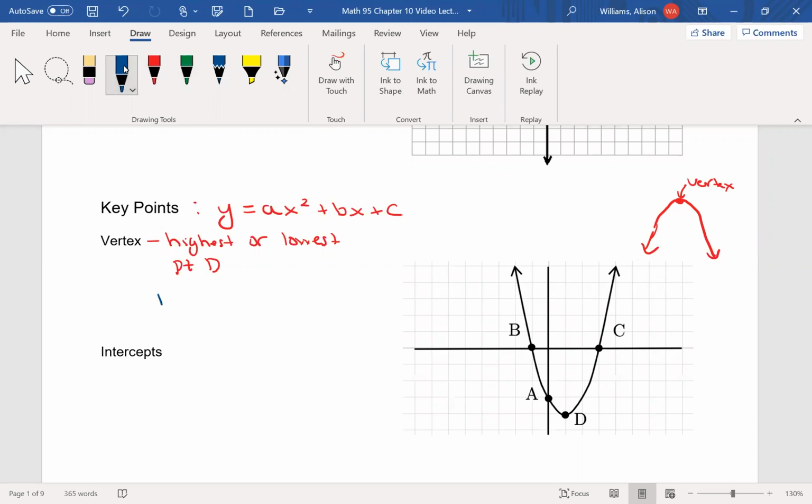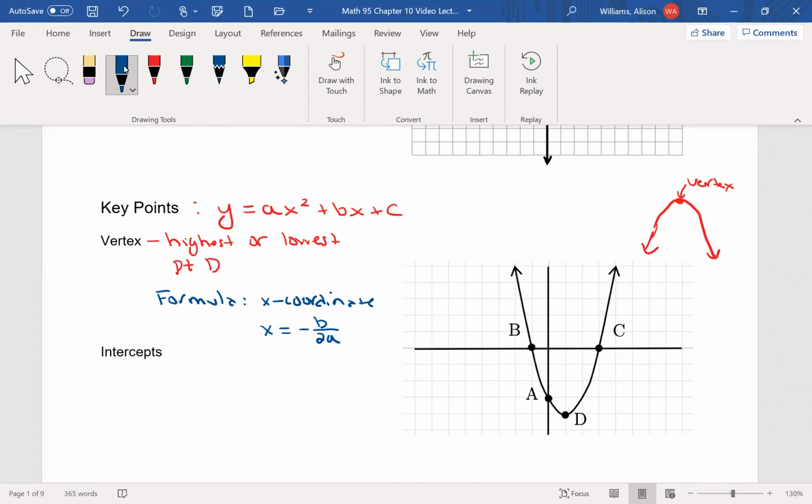I'll do that in blue. And it helps us find the x coordinate of the vertex. And I'm talking about the x coordinate for an ordered pair, since we're graphing ordered pairs. So you could find it by doing x equals negative b over 2a.